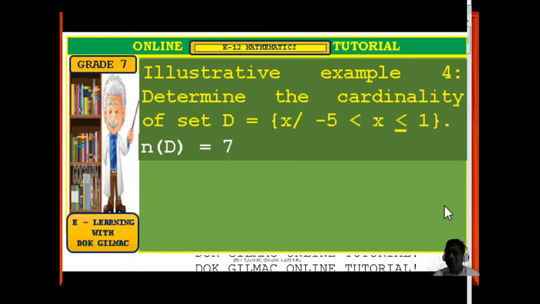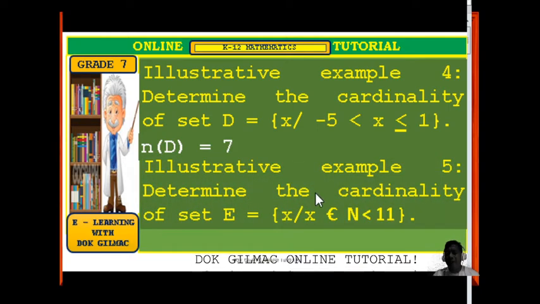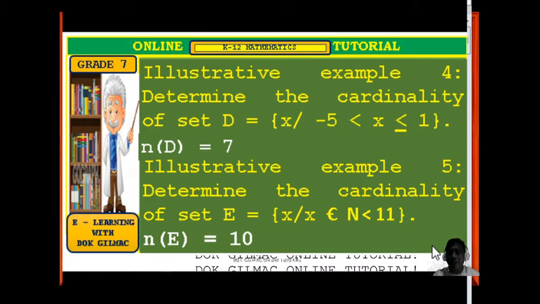Now, let's have example number 5. Determine the cardinality of set E, which is just equal to the set of X such that X is an element of N less than 11. Take note, again, N is a natural number or simply a counting number. So, since 11 is not included here, there are 10 elements for set E. Therefore, n of E is equal to 10.